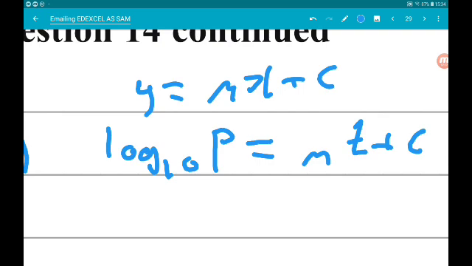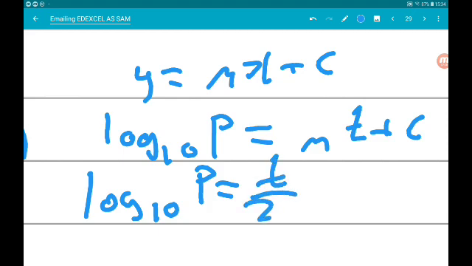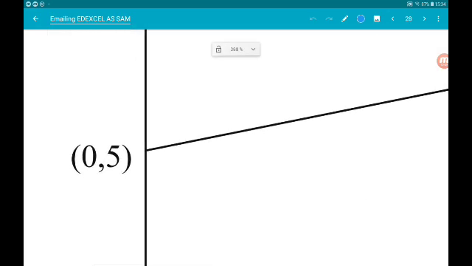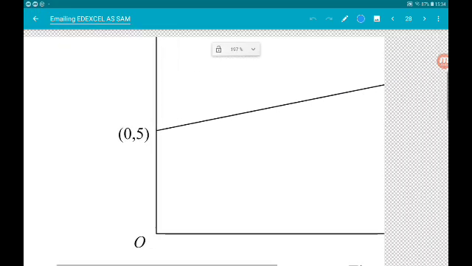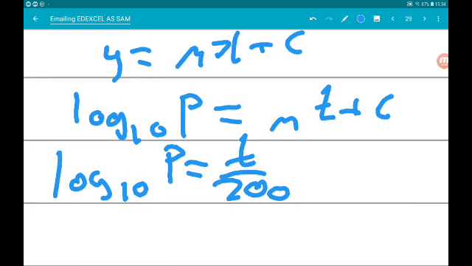So we were told the gradient was 1 over 200. So we could say that log 10 of p is t over 200, and we were told we hit the vertical axis at 0, 5, so c is equal to 5. So there is our equation for L.